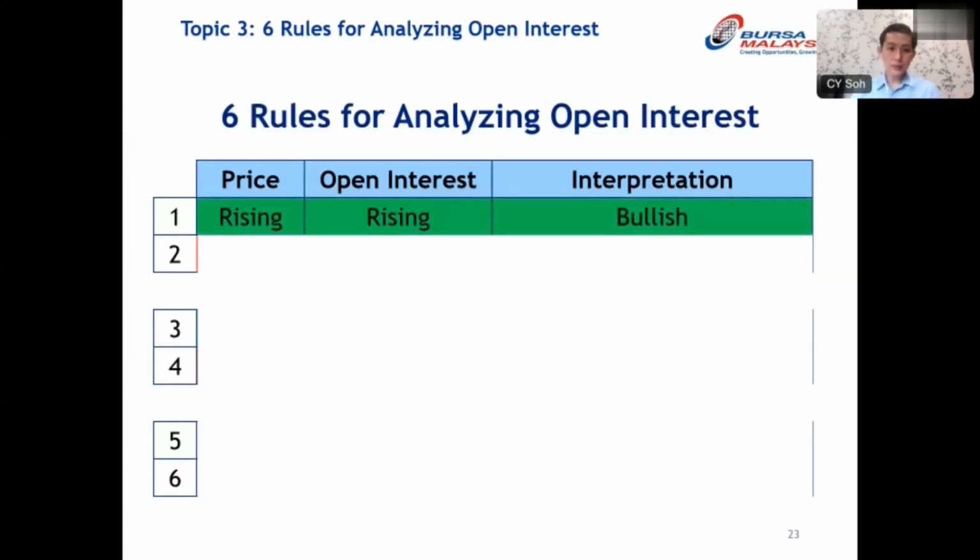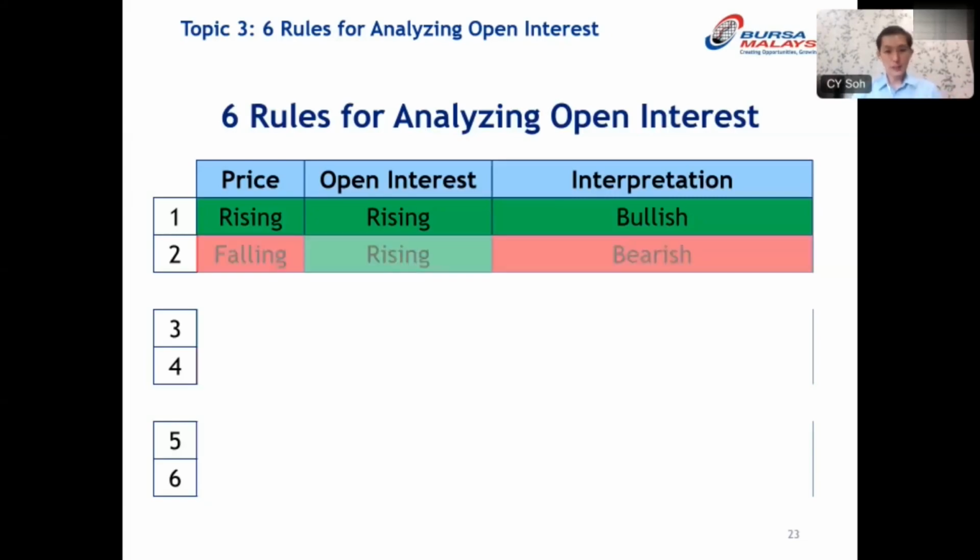So the first rule is that if price goes up and open interest increases, it means the market is actually bullish, okay? Rule number 2 is that if price comes down and open interest increases, meaning the market is actually bearish. More bears are actually entering the market.